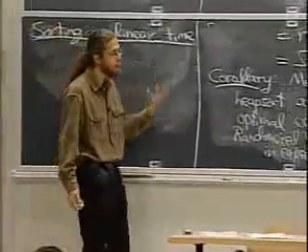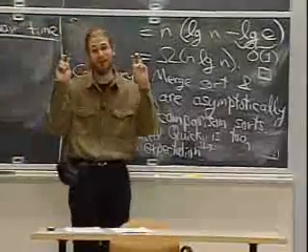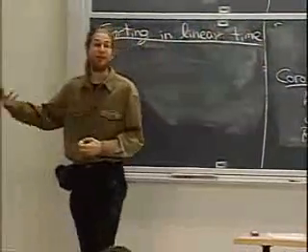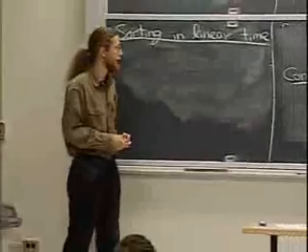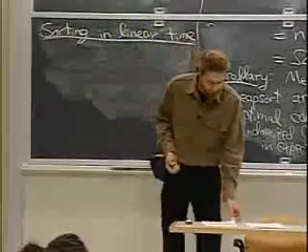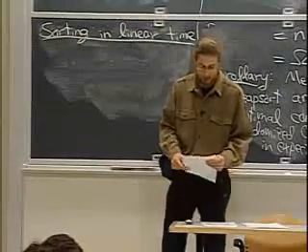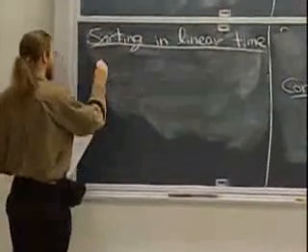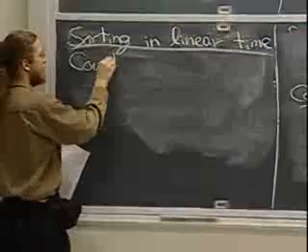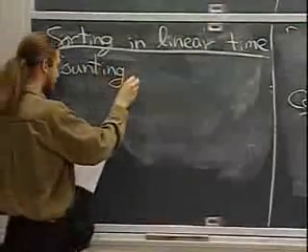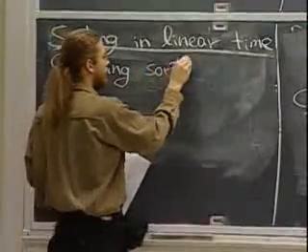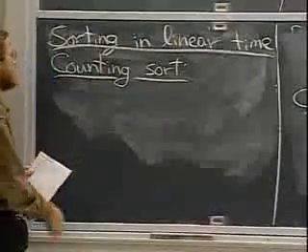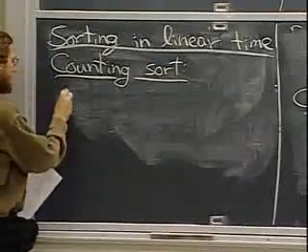Well, we're going to need some more powerful assumption, and this is the counterexample. We're going to have to move outside the comparison model, do something else with our elements. And what we're going to do is assume that they're integers in a particular range, and we'll use that to sort in linear time. So we're going to see two algorithms for sorting faster than n log n. First one's pretty simple, and we'll use it in the second algorithm. It's called counting sort.